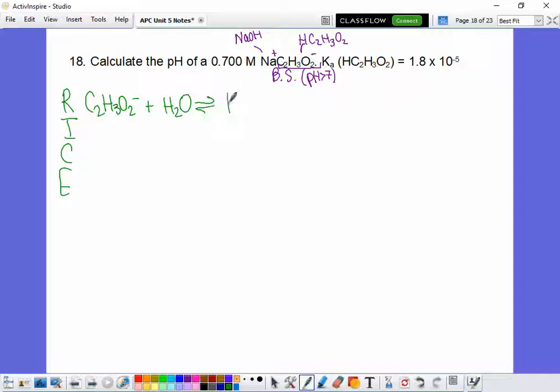Acetic acid, HC2H3O2, and OH minus. Now notice that C2H3O2 minus is a base. Notice how the Bronsted-Lowry reaction of my ion from my salt reforms the weak acid that formed it to begin with. Same thing back here.